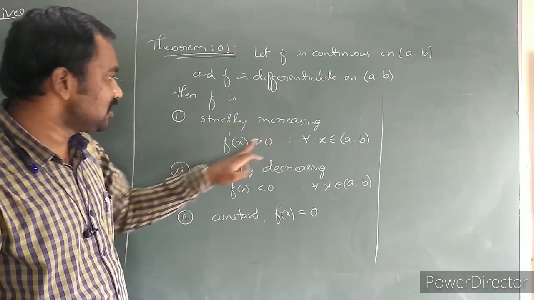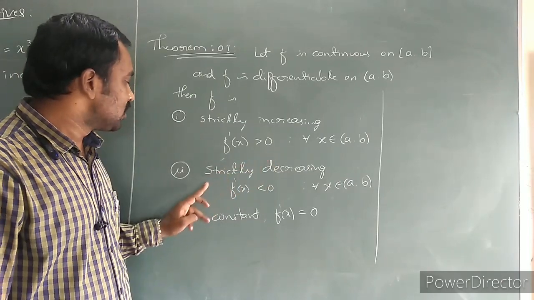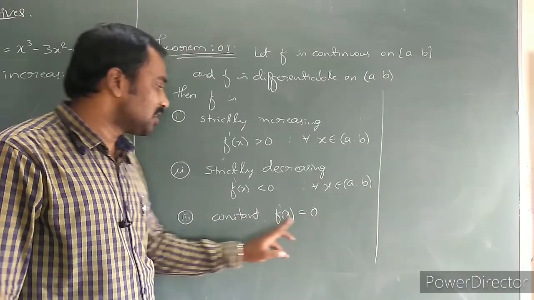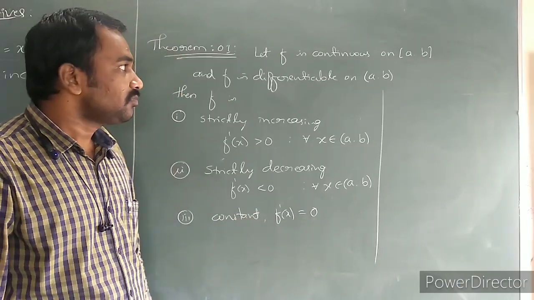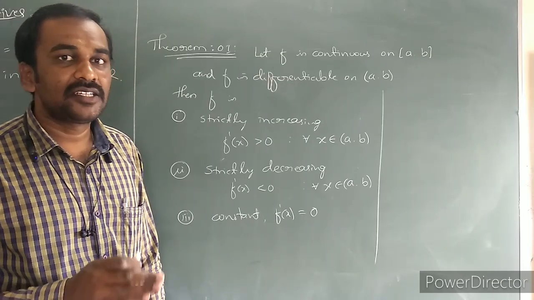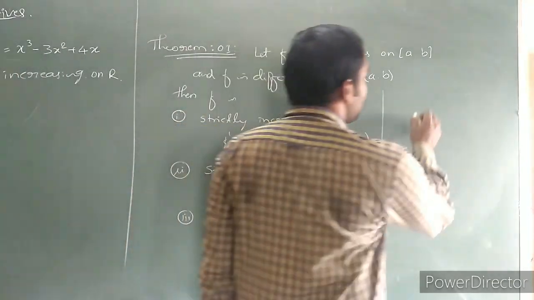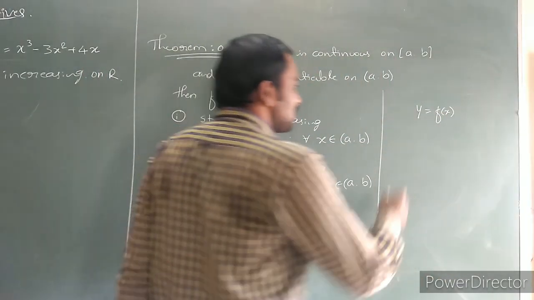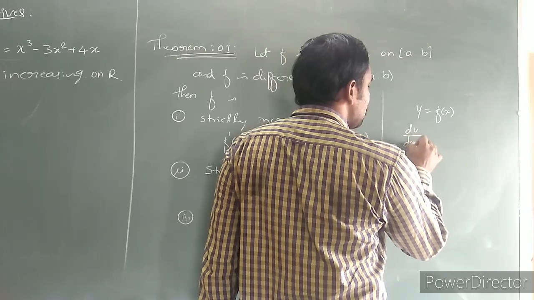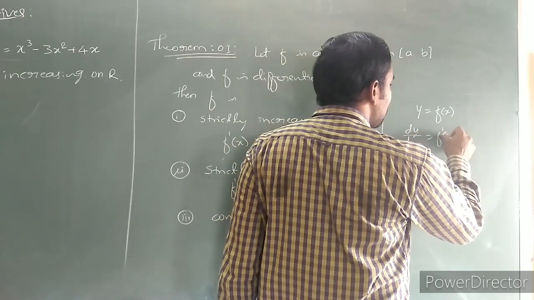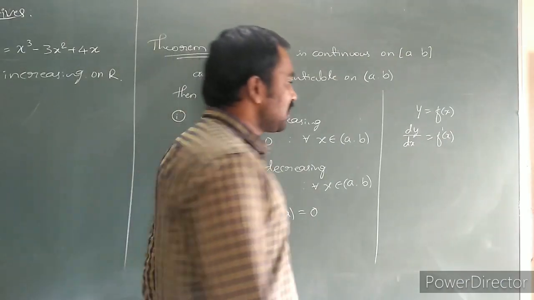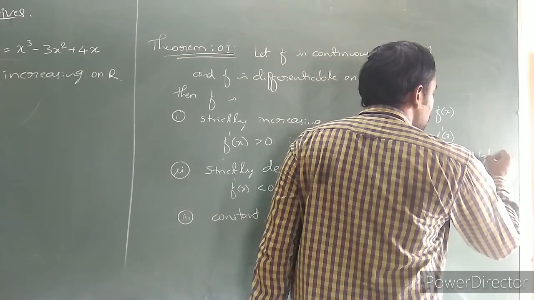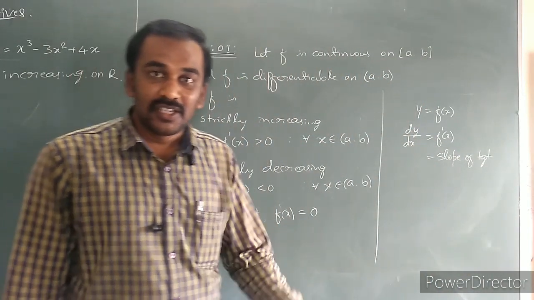Strictly increasing means the first derivative is positive. Strictly decreasing means the first derivative f dash of x is negative. Constant function means the first derivative is 0. So what is meant by the first derivative? Suppose y is equal to f of x is a function, differentiating gives dy by dx. Here I write it as f dash of x. F dash of x, or dy by dx, is said to be the slope of the tangent.